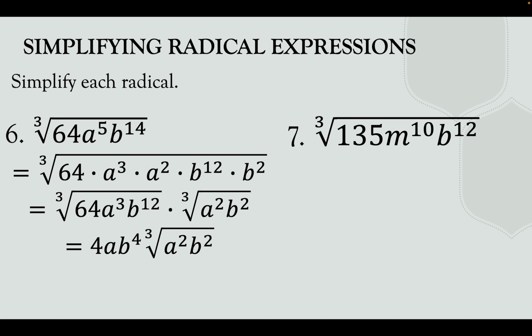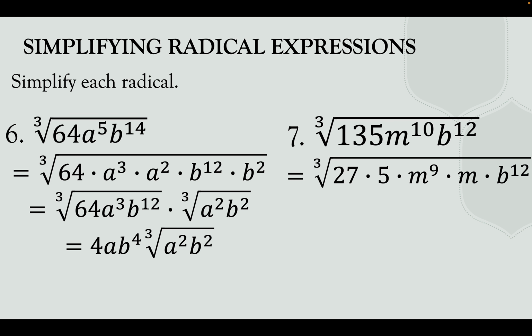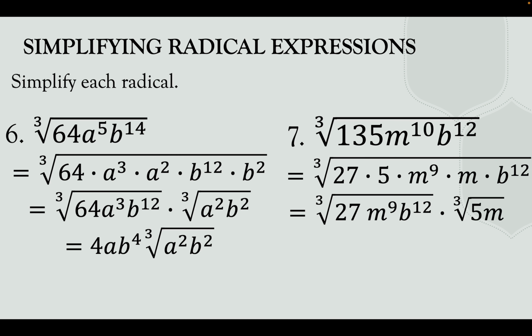Next, we have cube root of 135 m raised to 10 b raised to 12. So we have here, factor 135, we have cube root of 27 times 5, since 27 is a perfect cube. Factor m raised to 10, we have m raised to 9 times m, and then we have times b raised to 12.